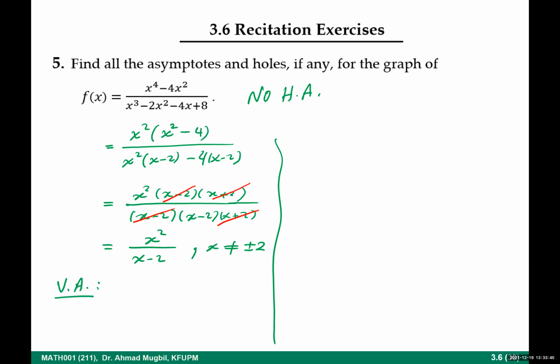What are the vertical asymptotes? The zeros of the denominator. So x equals what? 2. Now, what about holes? Do we have holes here? Do we have how many? 2. What are they? Are you sure? So what do we have at 2? At 2, is it a hole or a vertical asymptote? How to know that?